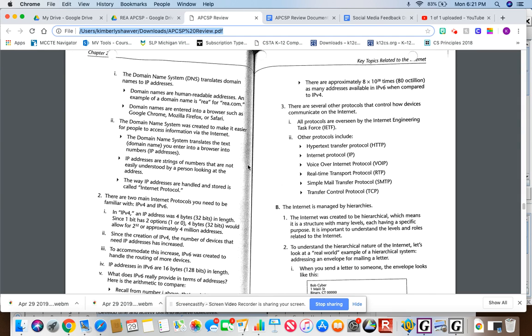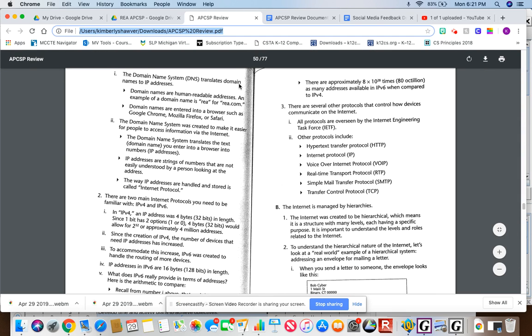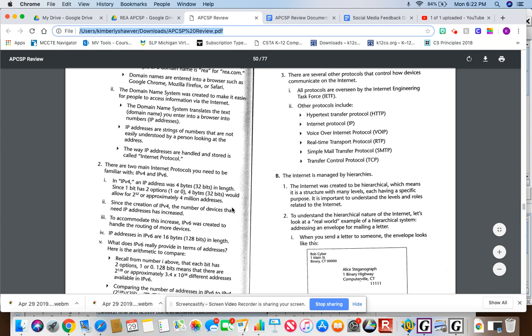Other things about the internet: the domain name system translates domain names to the IP address. Domain names are human-readable addresses. An example of a domain name would be rea.com. Domain names are entered into a browser such as Chrome, Mozilla, or Safari. The domain name system was created to make it easier for people to access information on the internet.